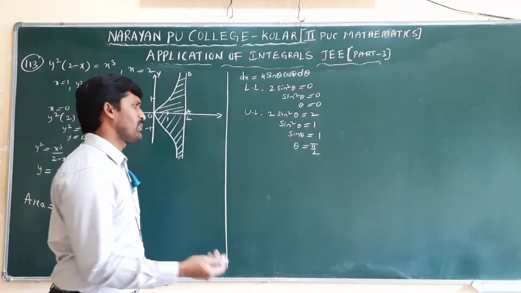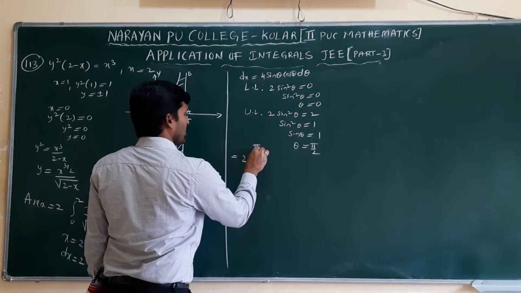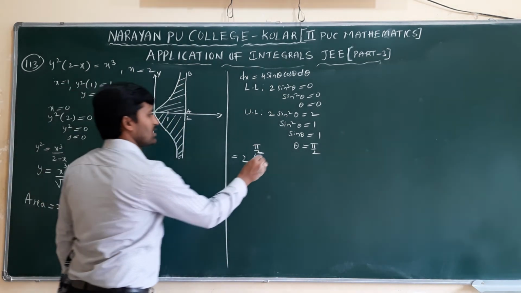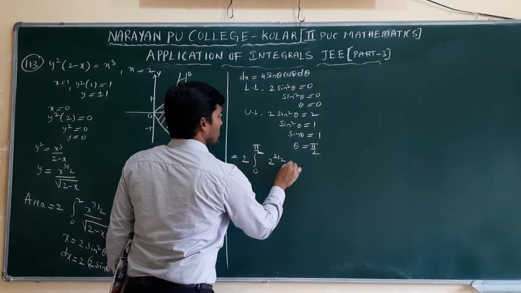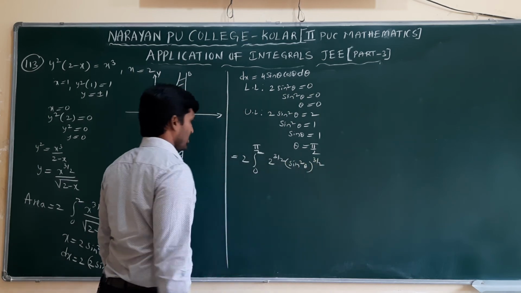Sin inverse of 1, which angle? Pi by 2 we will take. Now the required area is 2 into integral 0 to pi by 2. In the place of x I will substitute 2 sin square theta, that is 2 power 3 by 2 into (sin square theta) whole power 3 by 2. Apply this separately for each term.